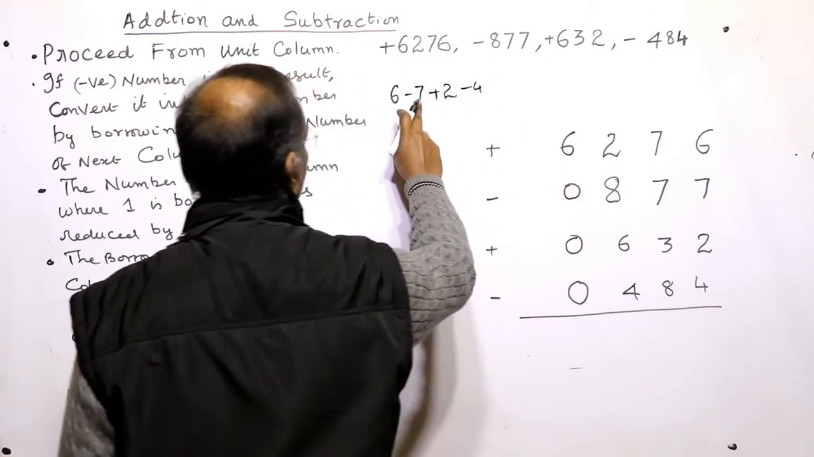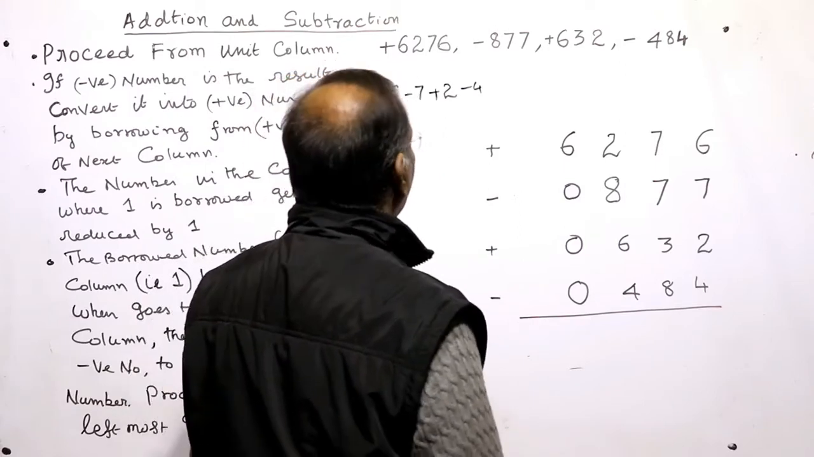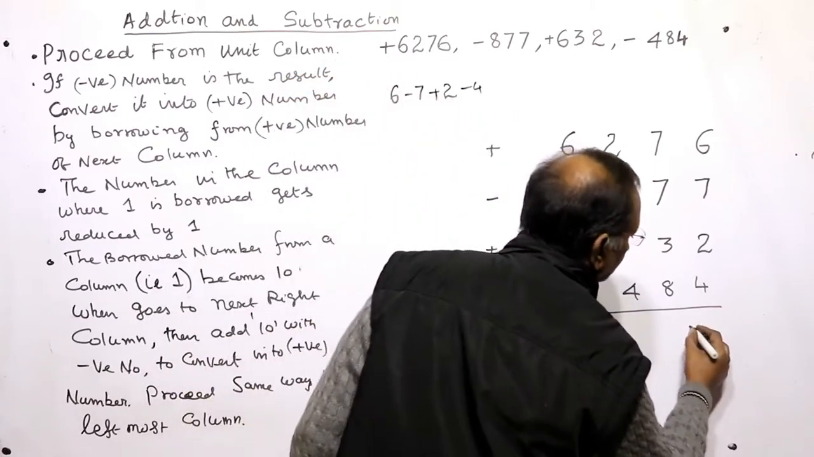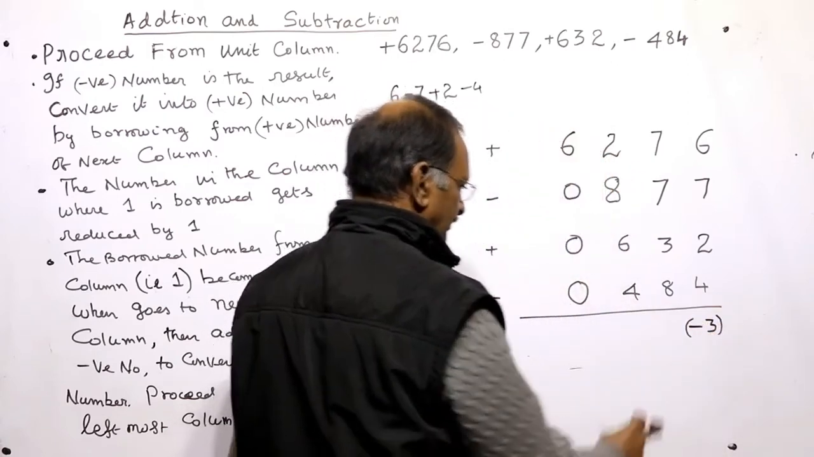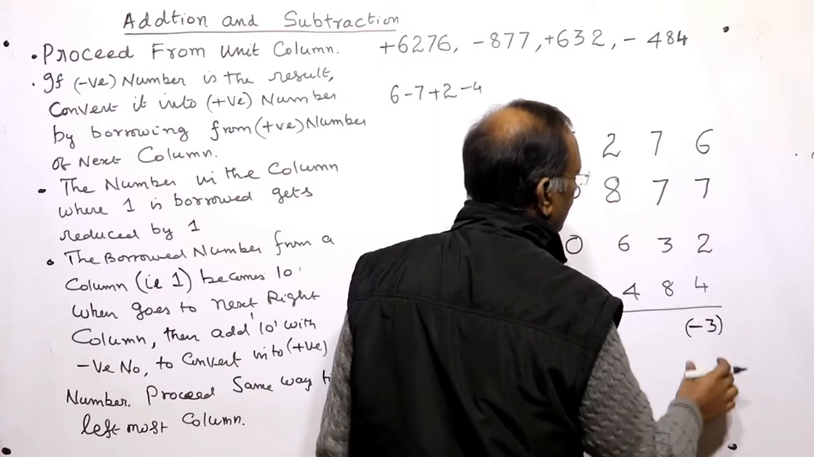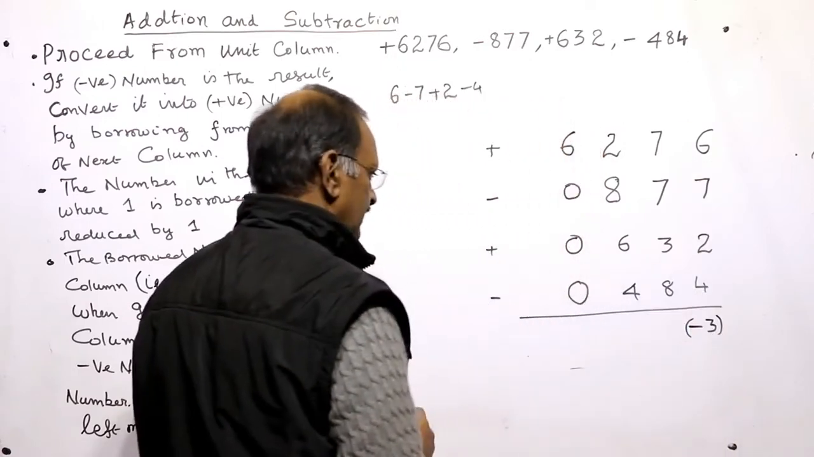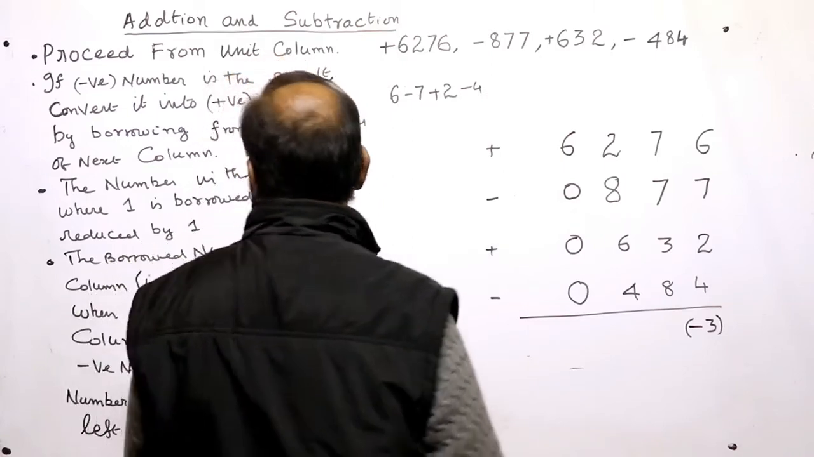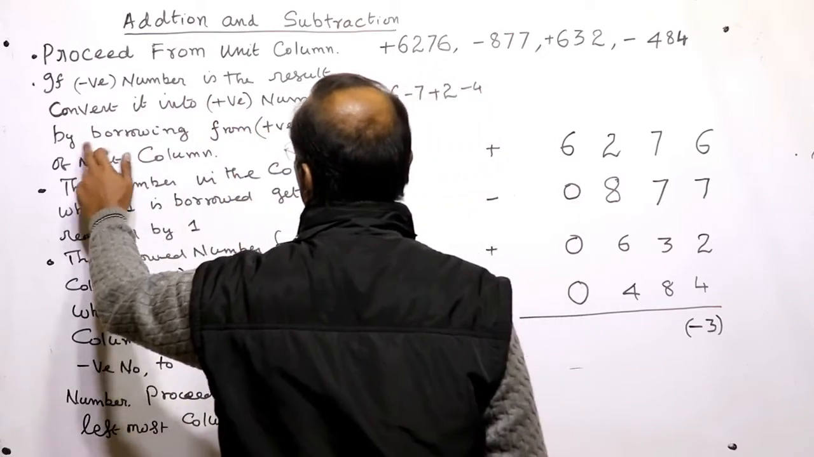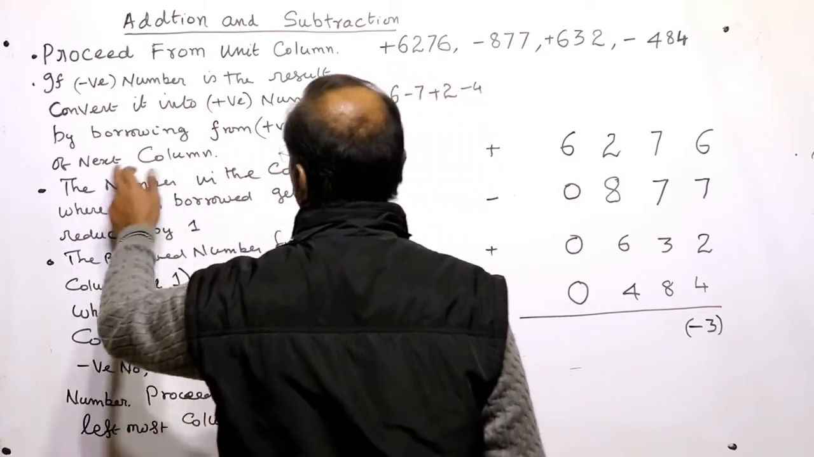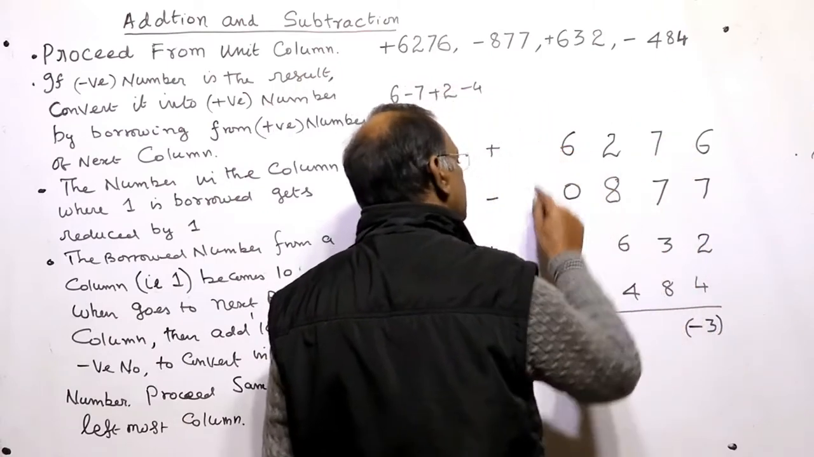So 6 minus 7 is minus 1, plus 2 is plus 1, minus 4 is equal to minus 3. When we are getting a negative number, this is the result. The result after doing the units column is minus 3. This minus 3 has to be converted into a positive number. If a negative number is the result, convert it into a positive number by borrowing from a positive number of the next column.